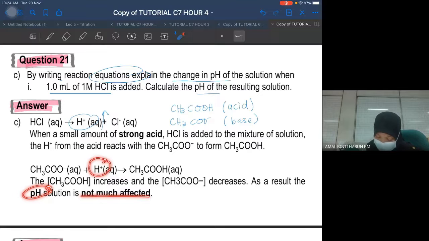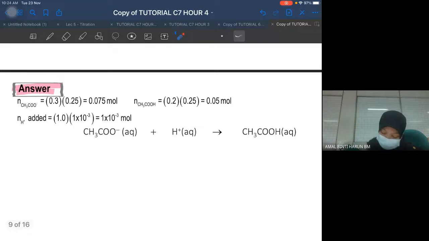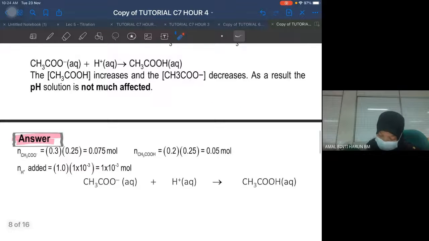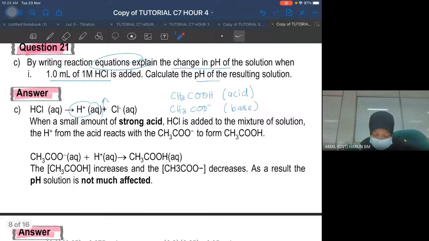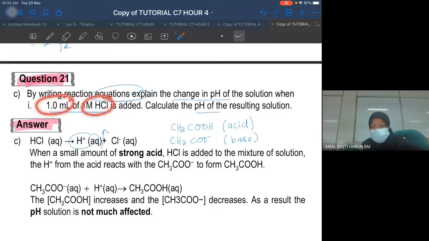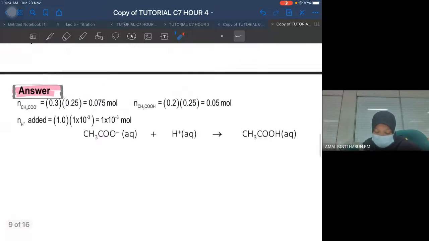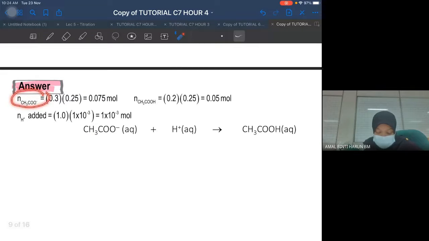Sepatutnya bila kita add H plus concentration tinggi, pH akan rendah. But the concentration of H plus is reduced when reacting with the base component of the buffer. Okay, so kita nak kira betul tak pH is not affected. So dia tambah 1 ml of strong acid. So bila kita tambah, kita kena kira initial mole of the original ethanoic, which is concentration dia.